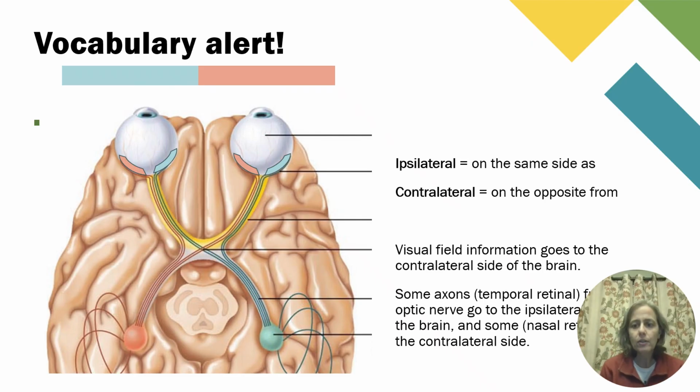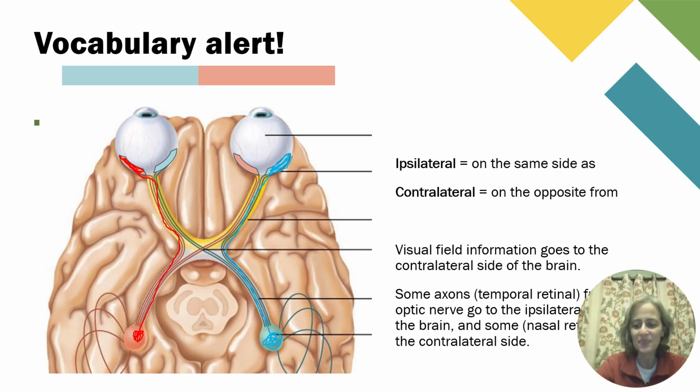All right, a little bit of vocabulary here. The word ipsilateral means on the same side as, whereas contralateral means on the opposite side of. So the visual field from my left ends up going to the right side of my brain, so that's contralateral. But if we're talking about some of those individual axons, these axons on the temporal side of the retina end up staying on the ipsilateral side of the brain. And same thing with the temporal side on the other eye, they end up staying on the ipsilateral side here as well.